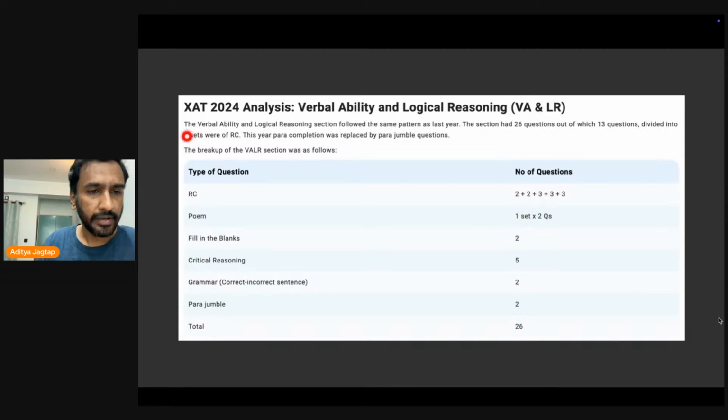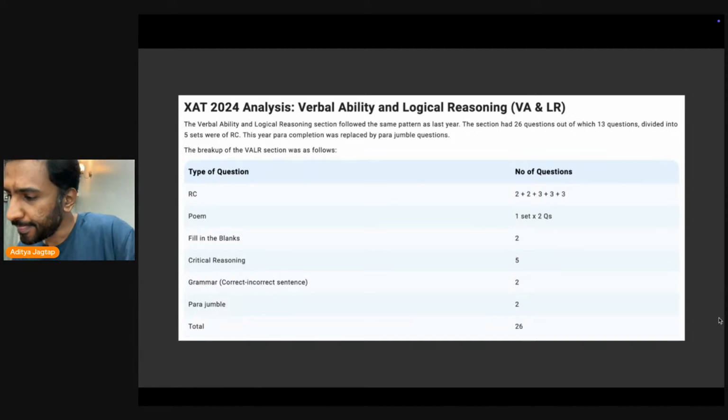5 RCs were asked in 2024. In 2023, they had asked 4 RCs and the total number of questions was 12. So there's a little bit of change here and there in this broad breakup between RC and the rest of the questions. Okay, so that's one thing. Now, the other thing that we want to notice is the kind of questions that are being asked. Today we'll specifically focus on the VA type questions, which are fill in the blanks, critical reasoning, grammar, parajumble, how to study them, what kind of questions are asked, and so on and so forth.